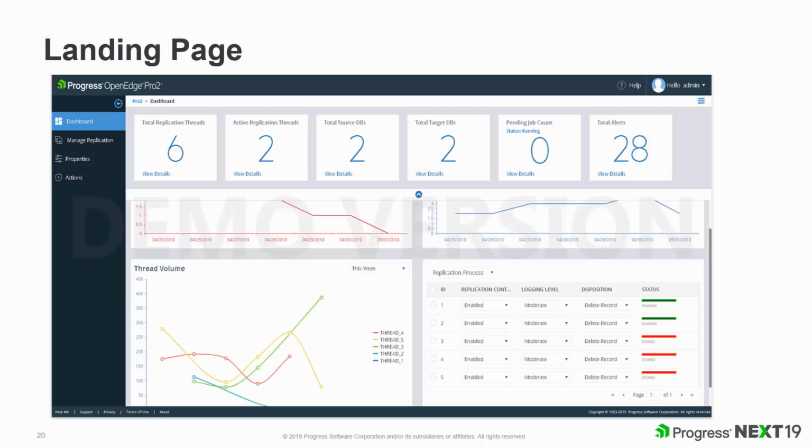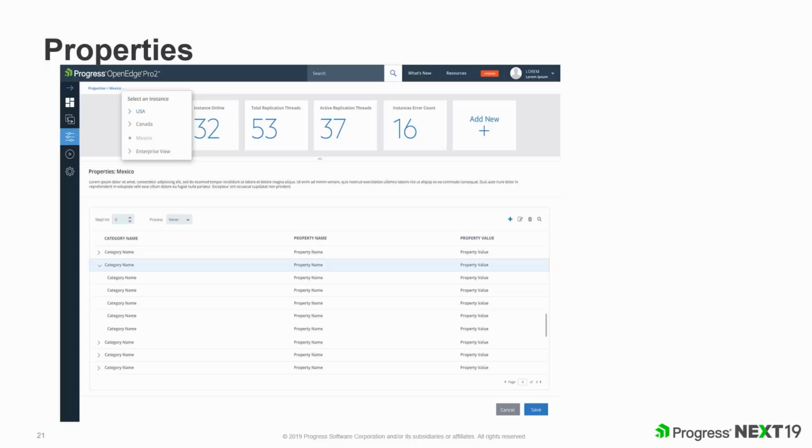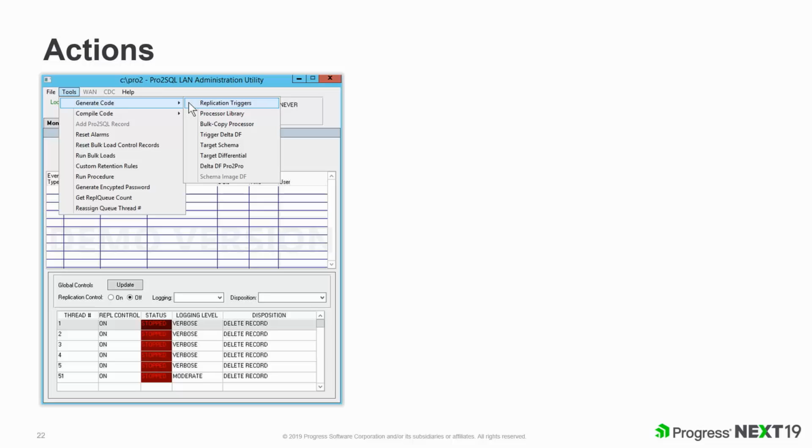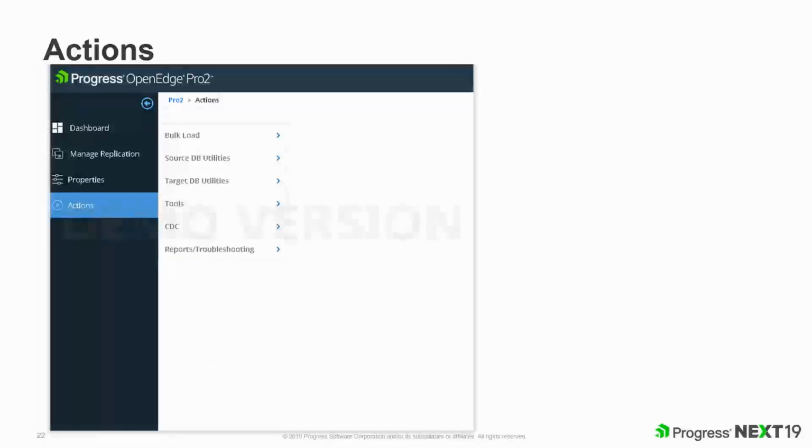This is what Pro2 looked like before on the landing page, and this is what it'll look like in Pro2 6.0 in a web browser. In the properties page, for example, this is where it looked before, and this is where it's going to evolve to next. You have the actions, so how you can set up your replication triggers and such, and this is what it'll look like now. Functionality-wise, things will still remain the same, but now it's a lot easier to use and easier to find.